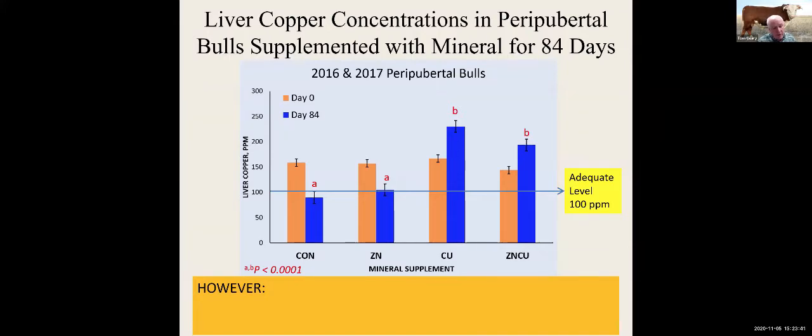in either copper alone or zinc plus copper had elevated concentrations of copper in their livers on day 84 compared to the control bulls and the zinc treated bulls, which were deficient or marginally deficient in copper at the end of the study.